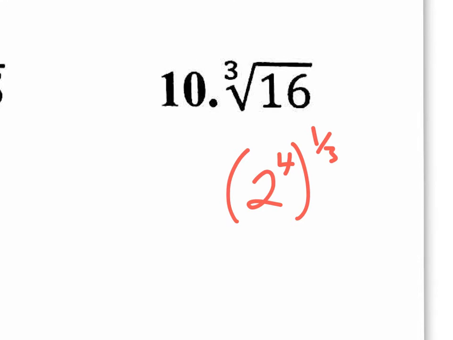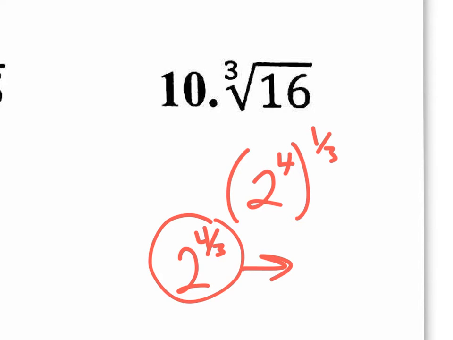Okay? So let's multiply a power to a power, or you could think power over root. So it's going to be 4/3. Whether you multiply them or you think power over root, it's still going to be 2 to the 4/3 power. That's an improper fraction. So what do we do with improper fractions? We change them to mixed fractions.